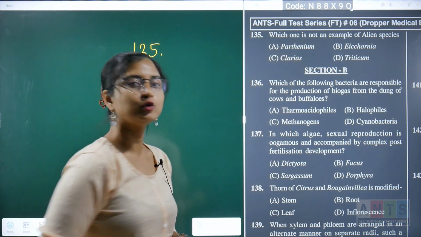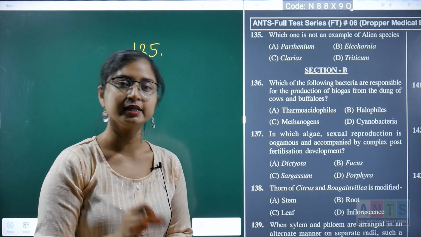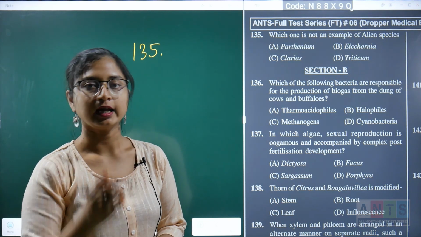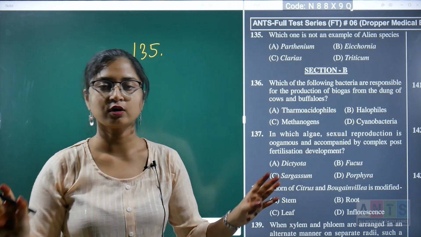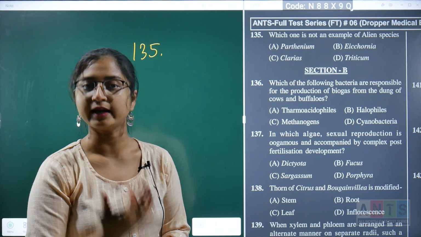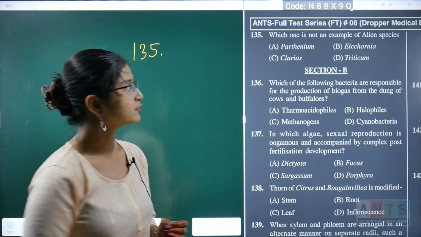So Parthenium, commonly known as carrot grass, was introduced as a contaminant in India along with imported wheat seeds. After that, Parthenium spread across the Indian subcontinent and it is a very problematic invasive or alien species. So Parthenium is an example of alien species.